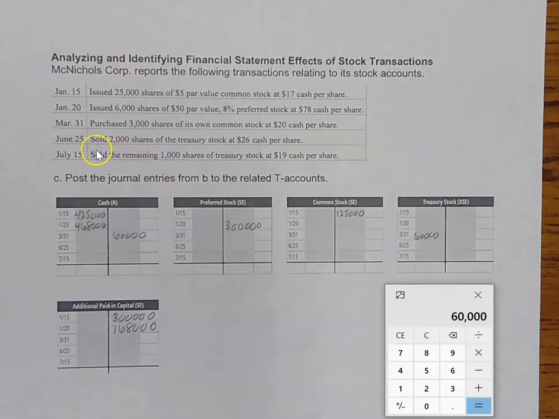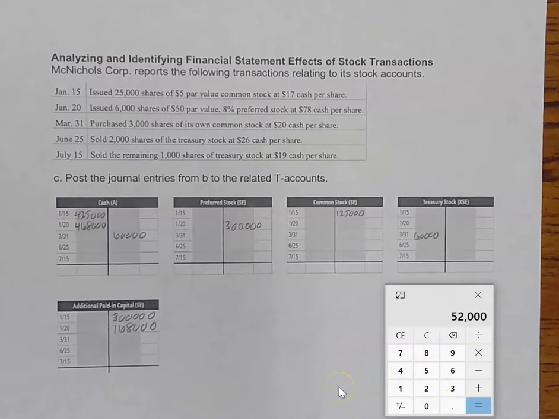We also have a couple of transactions where we're going to sell that treasury stock off. So it's very important to recognize that there's a couple of ways that we can account for treasury stock transactions, but by far the most common way is by something called the cost method. Cost method. So if I say something twice, it's probably important. On June the 25th, we're going to sell 2,000 shares of our treasury stock at $26 a piece. So $26 is how much we're getting, and we're selling 2,000 of them.